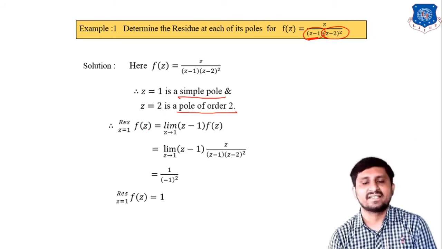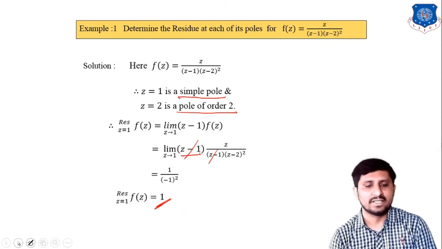First of all, we find the residue of f of z at z equal to 1. That is limit z tends to 1 of (z minus 1) into f of z. So z minus 1 as it is, and instead of f of z, the function is z upon (z minus 1) into (z minus 2) whole square. Now z minus 1 cancels out, and take z equal to 1 here. So you will get 1 upon (1 minus 2) whole square. So the final answer is 1.